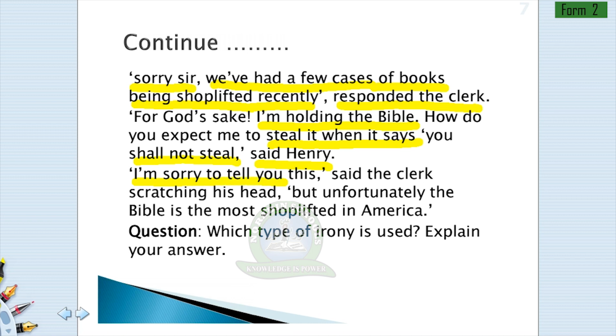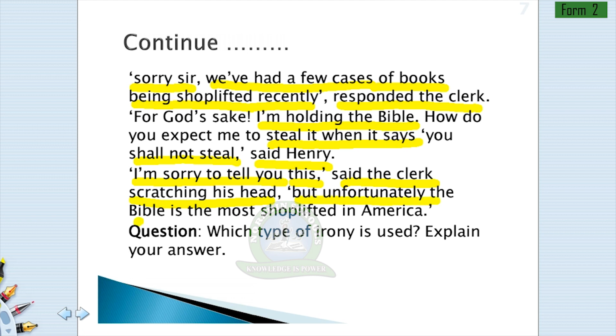"I'm sorry to tell you this," he said. Who said? The clerk. "I'm sorry to tell you this," the clerk said, scratching his head. He was scratching. For example, if you feel shy or something else, you say, oh my God. He scratched it on his head.